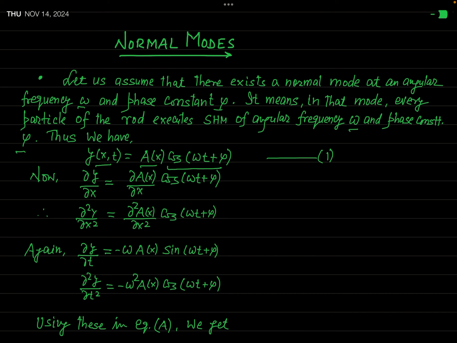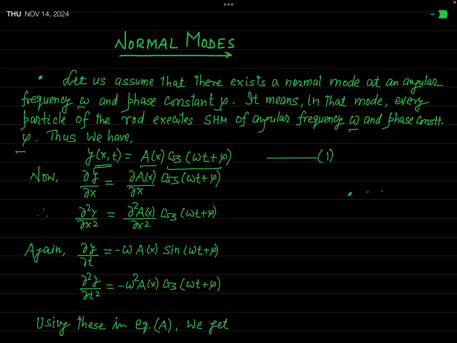Where what is this y of x,t? Actually, y of x,t is the displacement of the particles of the rod. Since y depends both on position and time, displacement of particles at different positions will be different. Okay? And at the same position, displacement of the particle at different times will be different. That's why y is a function of the space coordinate x along with the time coordinate t. Okay?